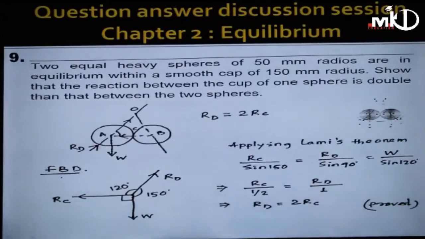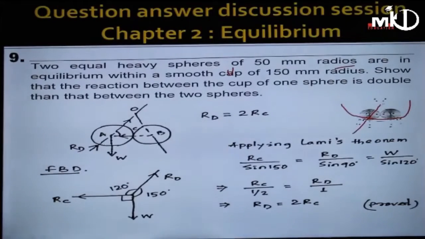So here two equal heavy spheres of 50 mm radius, because two radii are there, are in equilibrium within a smooth cup. This is not cap, this is cup. Smooth cup of 150 mm radius. So the radius of the cup is 150 mm, meaning this distance is 150 mm. So that the reaction between the cup and one sphere is double that between the two spheres. Means the reaction between the cup, this is the cup or bowl you can say, in which the two spheres are held in equilibrium position.